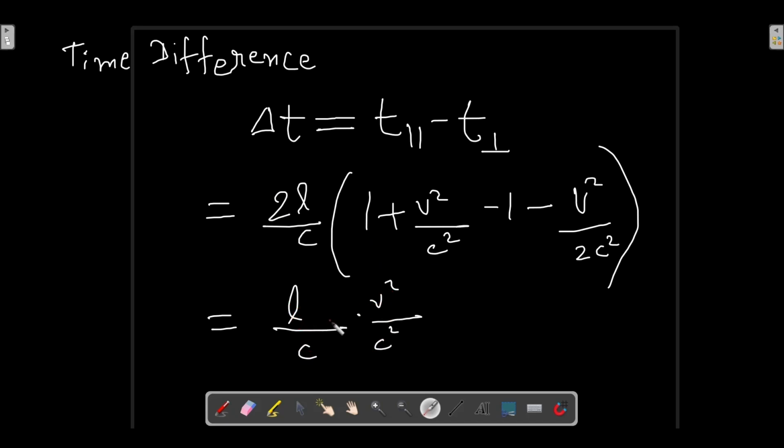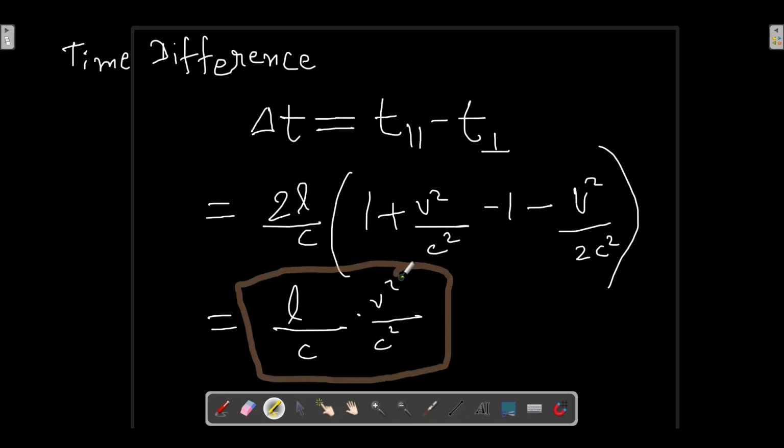What will be the final time difference? The time difference finally is L by c multiplied by v square by c square. This is the final time difference.